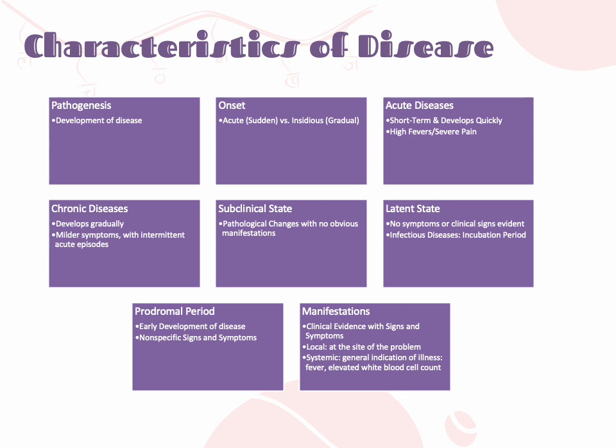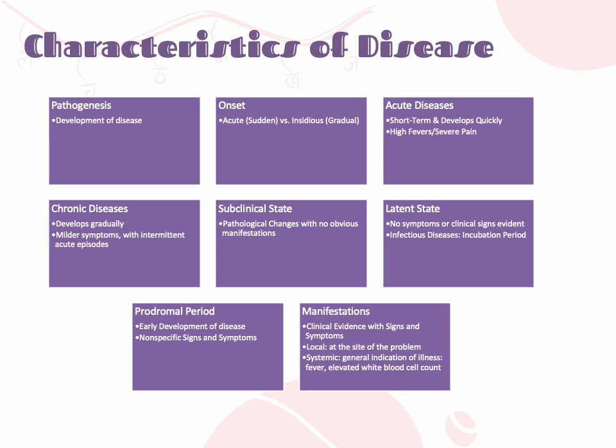We have the subclinical state of disease where you have pathological changes, so we don't necessarily see the manifestations or we don't see what's happening. It's just that the subclinical state involves that something has changed. Whereas the latent state, you don't have any signs and symptoms, and it's more so incubation.